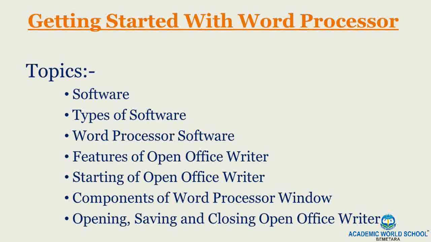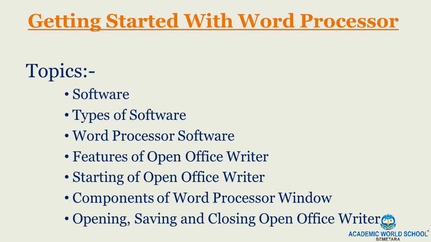Then types of software. There are two types of software: system software and application software. System software has four types and application software has three types. First, system software: the operating system, then device driver, then language processor, and the last one is utility software. Application software has three categories: general purpose, special purpose, and customized.